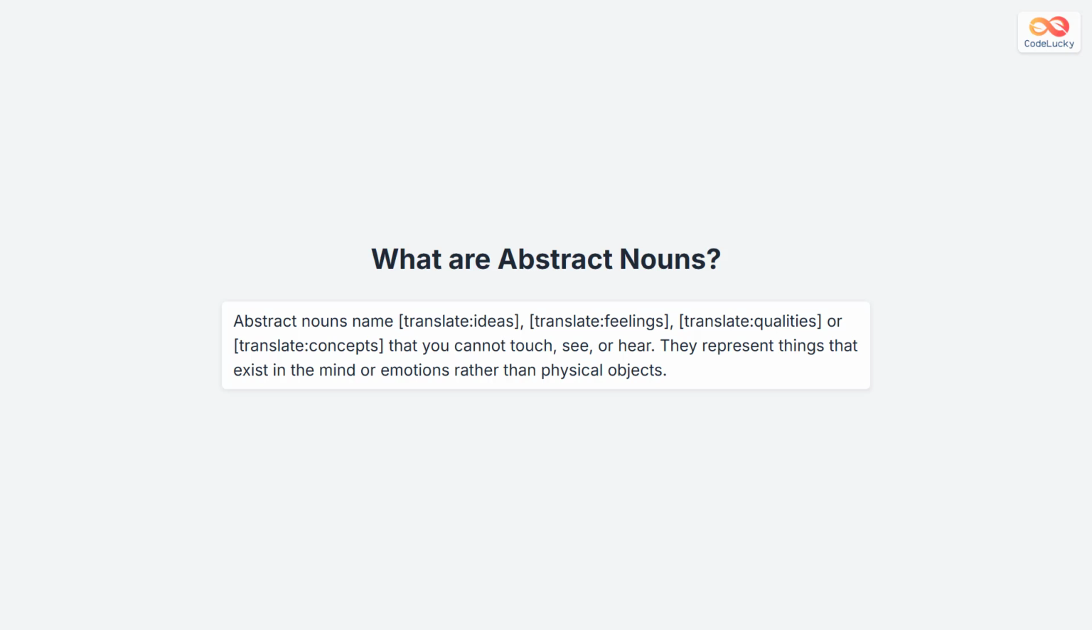Abstract nouns are nouns that name ideas, feelings, qualities, or concepts. These things cannot be touched, seen, or heard. They represent thoughts and emotions in our minds instead of physical objects.